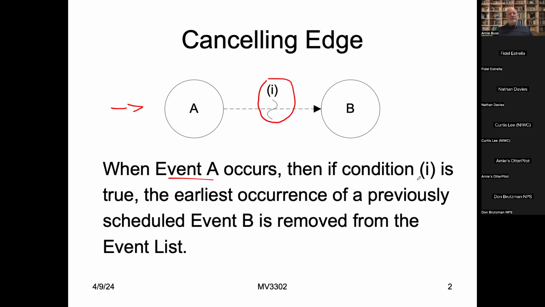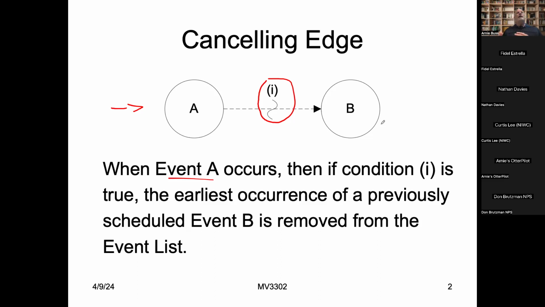If the condition is true, then it looks through the event list for a previously scheduled, in this case, event B. In other words, the event at the tip of the arrow is the event you're looking for. It finds the earliest occurrence of a previously scheduled event, and yanks it off the event list. That's the only other way that an event can be removed from the event list, if it gets removed through a canceling edge.